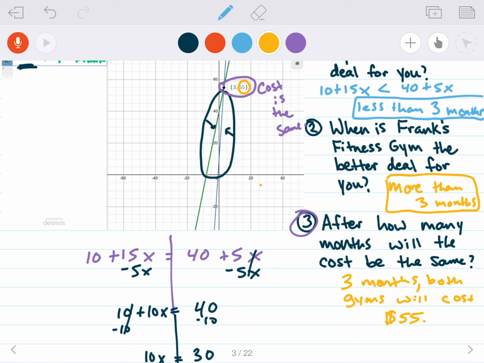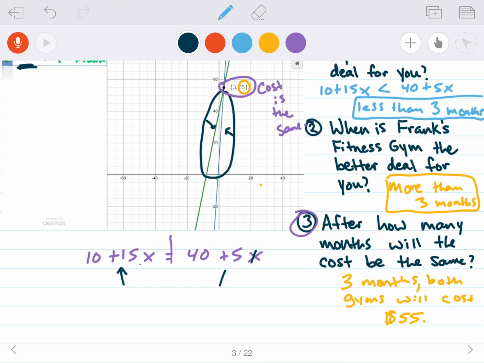Now, how do we see that algebraically without looking at the graph? Well, we can go back to either one of our original functions. So we could go back to Jerry's function or Frank's function and plug in 3 for x. It doesn't matter which one you pick, you're going to get the same answer. But if I pick Jerry's function, I'm going to get 10 plus 15 times 3.